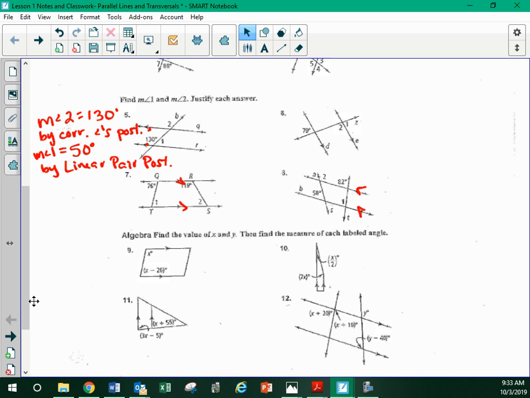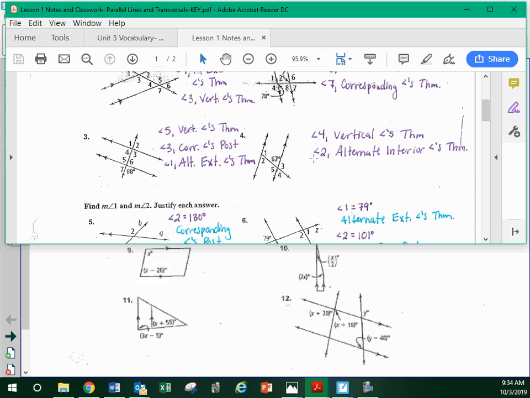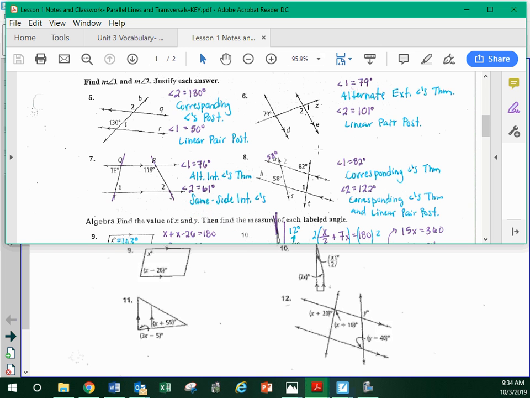Alright guys, let's go ahead and take a look at our next three. Corresponding angle. Yep, linear pair. Okay, let's take a look at these ones real quick. Now for 6, 7, and 8.